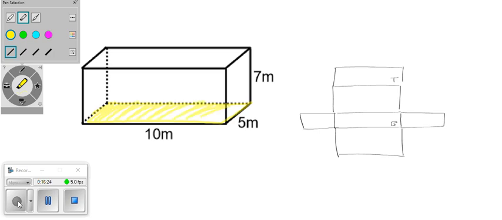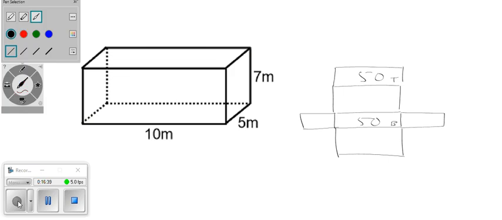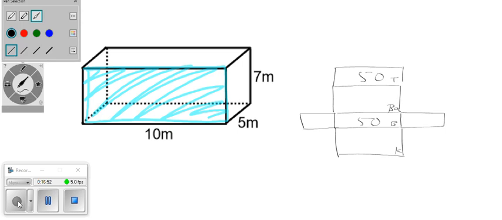50. And the area of the top would be identical to that, correct? So we're going to put in the bottom 50 here and 50 here. And then we're going to take the front, and I'll use another color highlighter. We'll do blue. What is the area of the front? 7 by 10, which is 70. So I'm going to put an F here for front, and a B here for back. I can put 70 and 70.